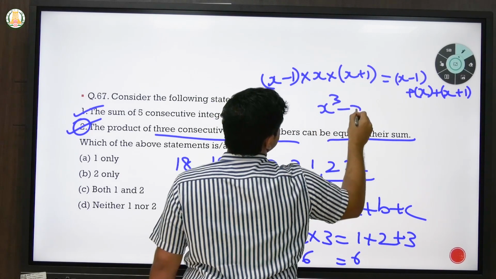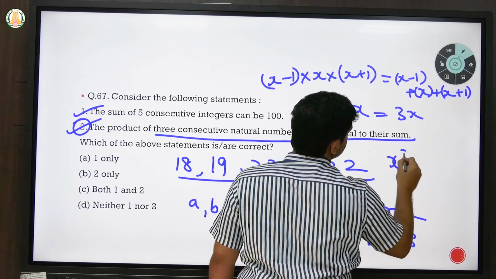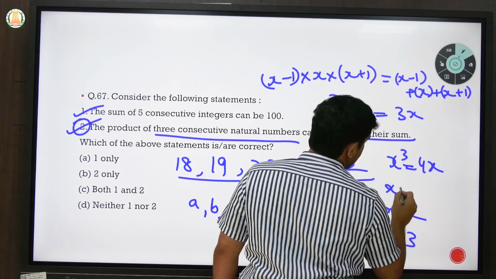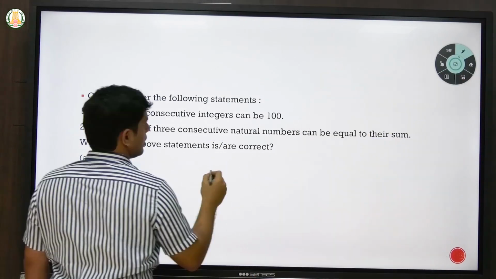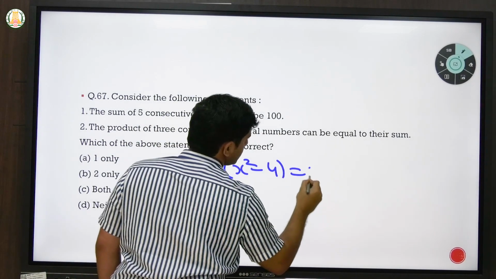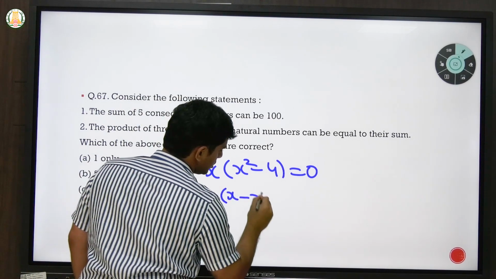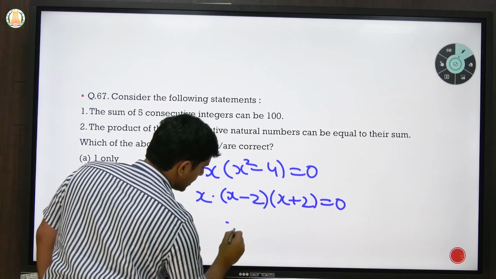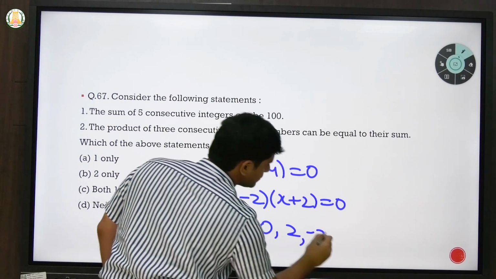x cube minus x is equal to 3x. That means x cube is equal to 4x. That means x into x square minus 4 equals 0. You got x into x square minus 4 equals 0. This means x into x minus 2 into x plus 2 is equal to 0. This means x can be 0 or 2 or minus 2.